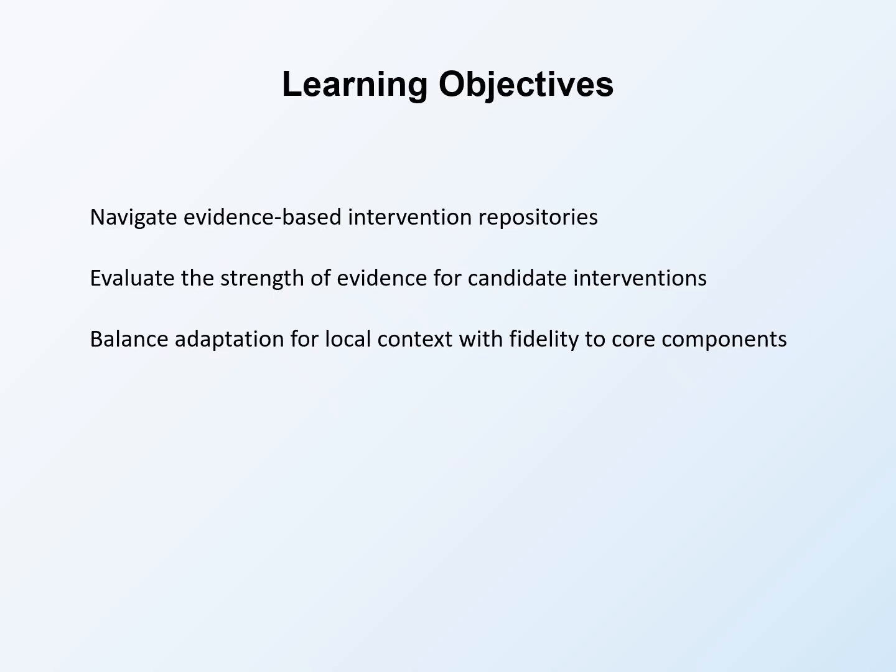By the end of this lesson, you'll accomplish 3 objectives. First, navigate evidence-based intervention repositories. Several databases catalog interventions with evidence of effectiveness. You'll know where to look and how to search. Second, evaluate the strength of evidence for candidate interventions. Not all evidence is equal. You'll learn to assess whether an intervention is truly evidence-based or just labeled that way.